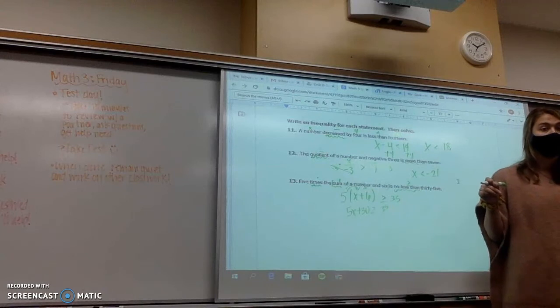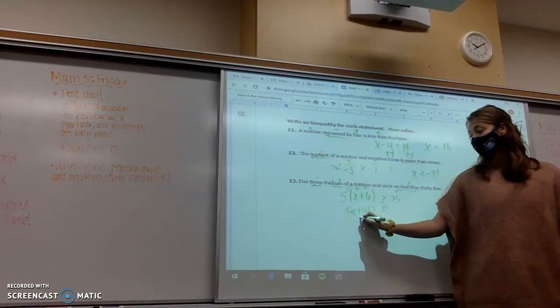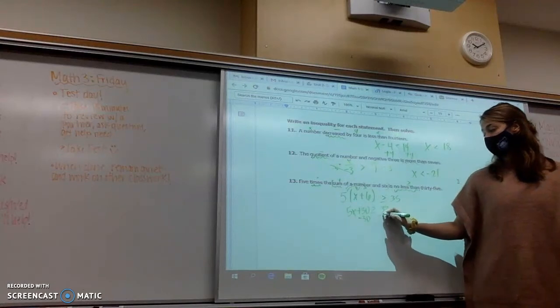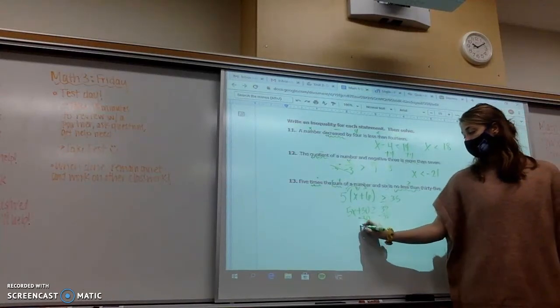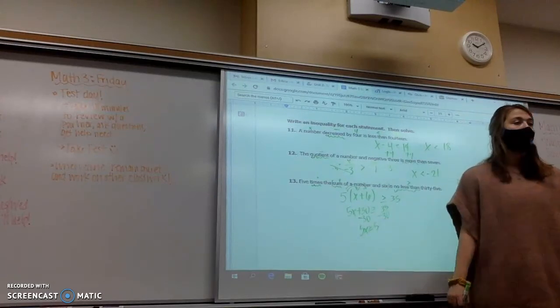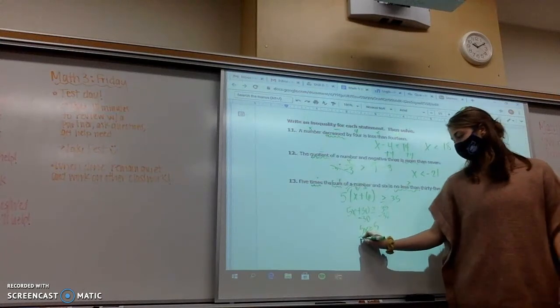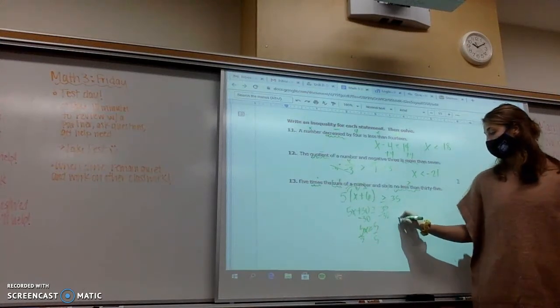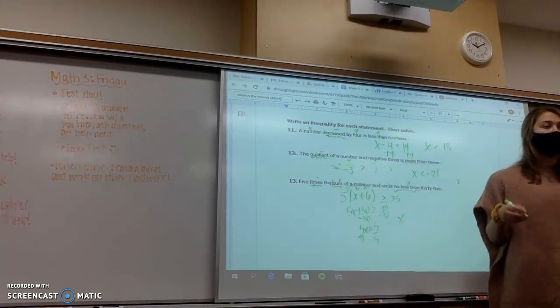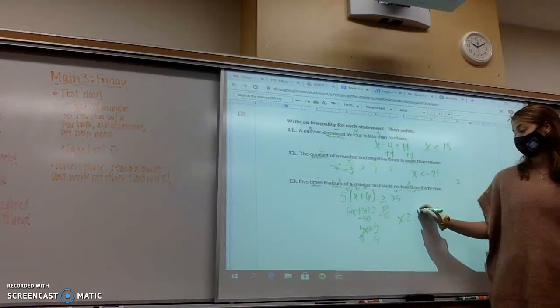Subtract 30 from both sides. I get 5x is greater than or equal to 5. Michael, what do I got to do now? Divide by 5. I get x is greater than or equal to 1. Do I flip my sign? No. Why not? It's not a negative.